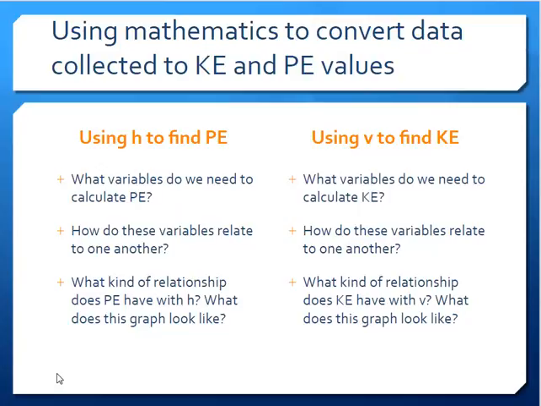Then concerning kinetic energy, what variables do we need to calculate kinetic energy? How do these variables relate to one another? And what kind of relationship does kinetic energy have with velocity? What does this graph look like?